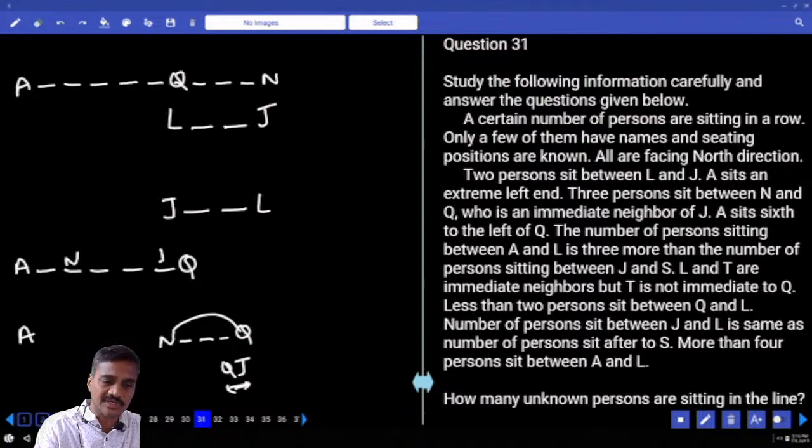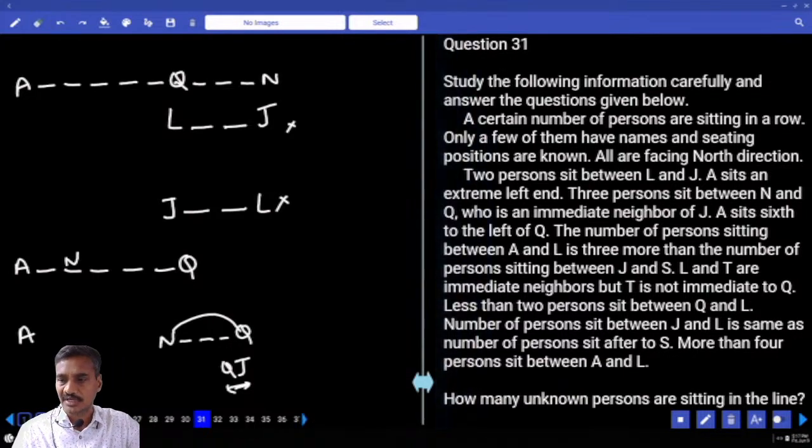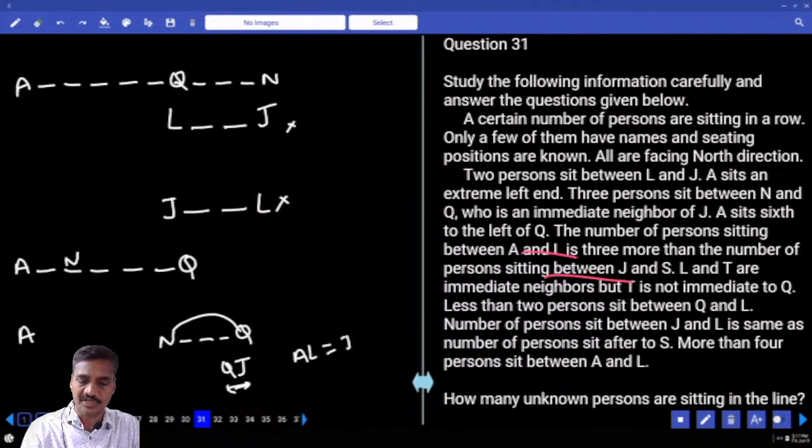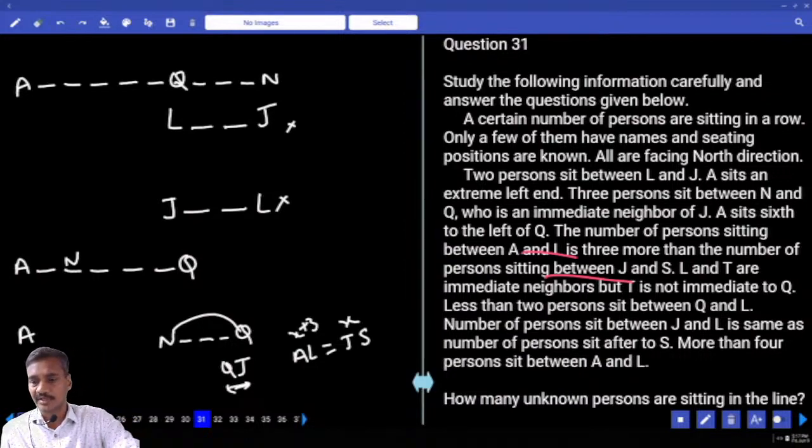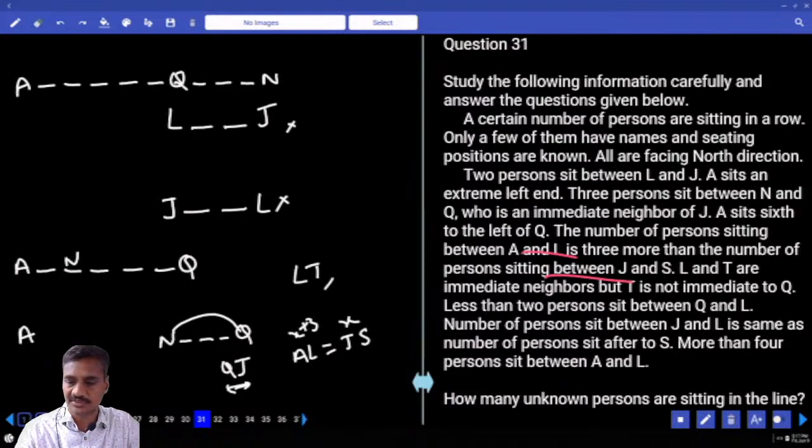And can we have J at this place? Q and J are adjacent to each other. And two persons between L and J. Direction is not known as of now, isn't it? Because two possibilities of similarity. And the number of persons between A and L is 3 more than the number of persons between J and L. J and L is X, this is X plus 3. L and T are immediate neighbors, but T is not an immediate neighbor to Q, and T and Q are not adjacent to each other.